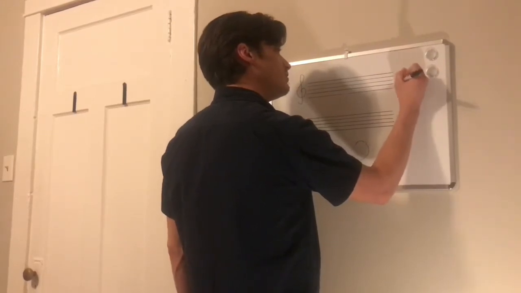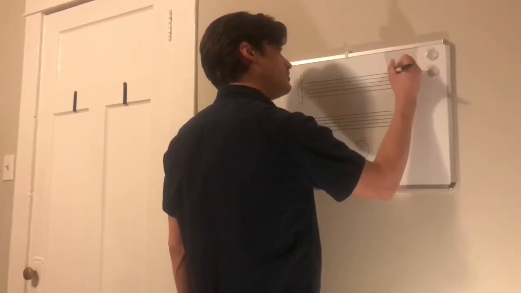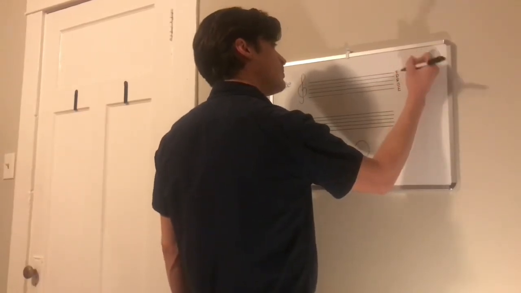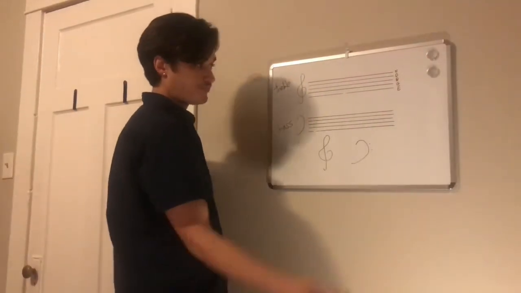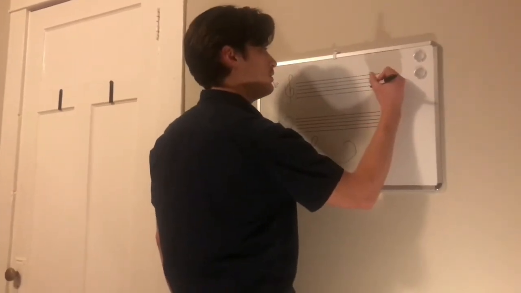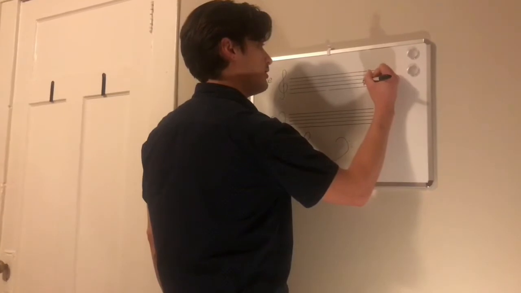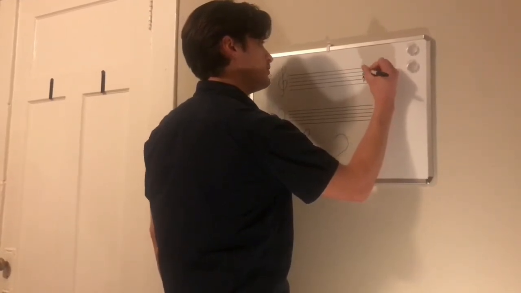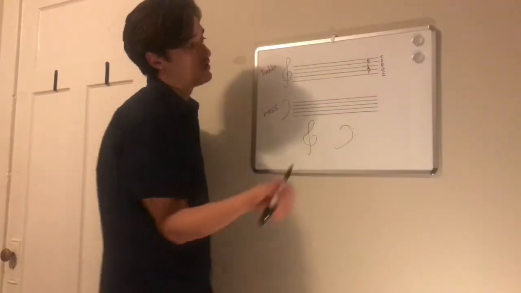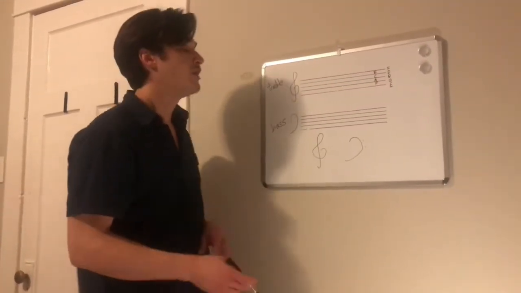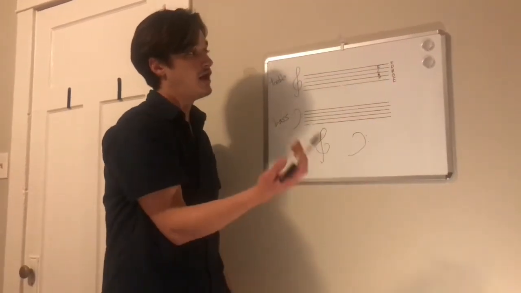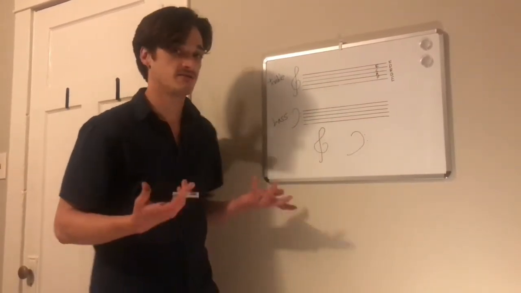G, B, D, and F. Now, the spaces are F, A, C, and E, or face, which is a good way to remember it. And a popular way to remember the lines is every good boy does fine.